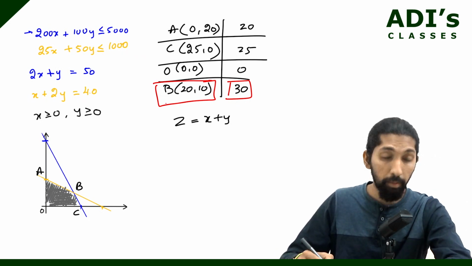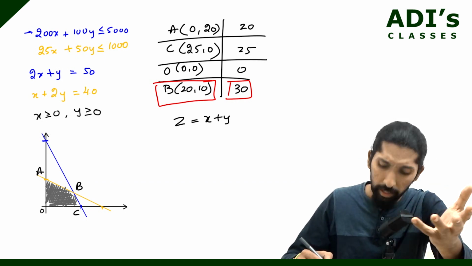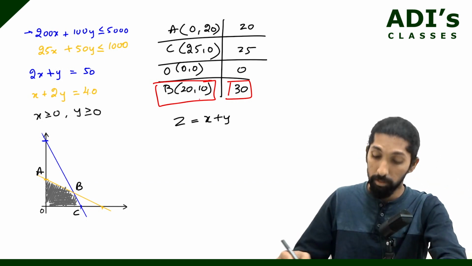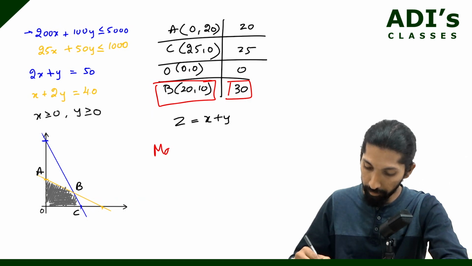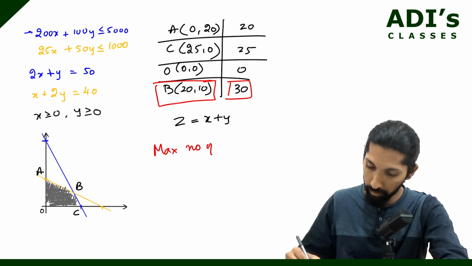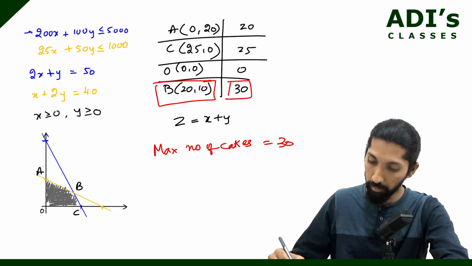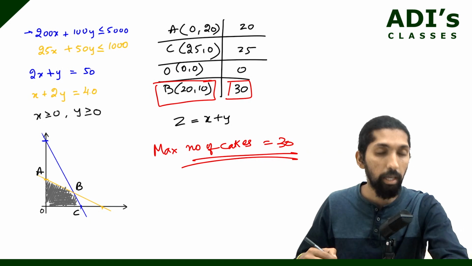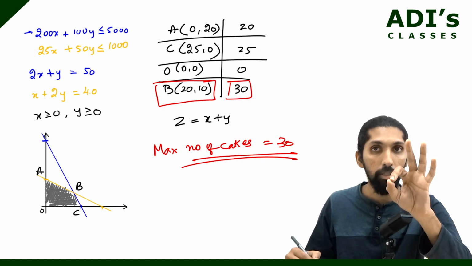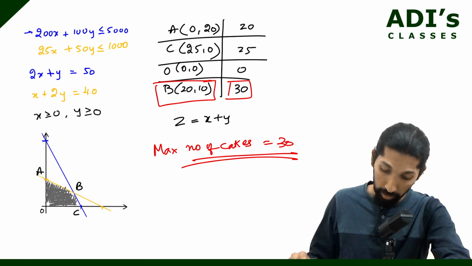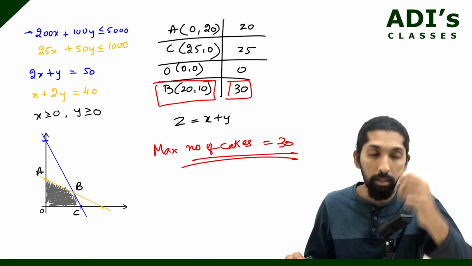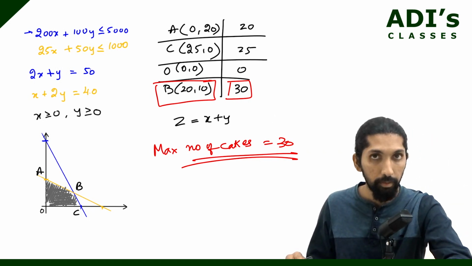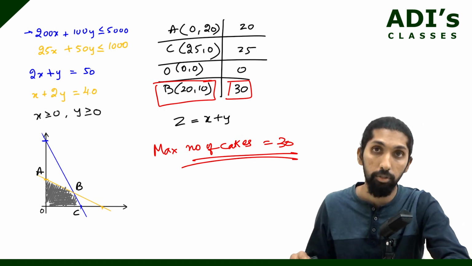And for the optimal solution, we don't need the 20 and 10, correct? So what we need is the maximum. So this is going to be the answer. Maximum number of cakes is equal to 30. Fine. So this is the answer for the second question. Fair enough. Now let's do the third question.